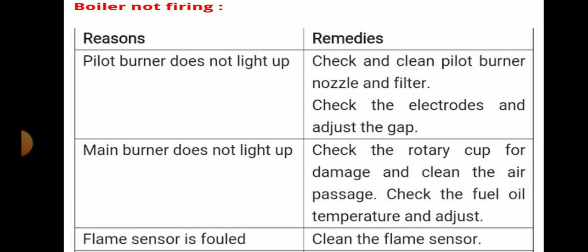So when the boiler is not firing and the pilot burner does not light up, check and clean the pilot burner nozzle and filter, check the electrodes and adjust the gap. If the main burner does not light up, check the rotary cup for damage and clean the air passage, check the fuel oil temperature and adjust. If the flame sensor is faulty, clean the flame sensor.